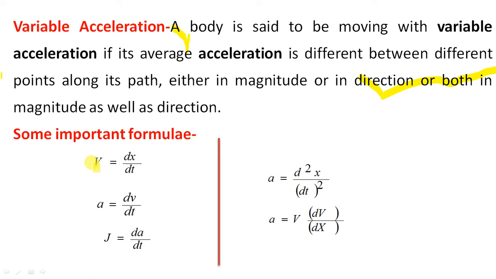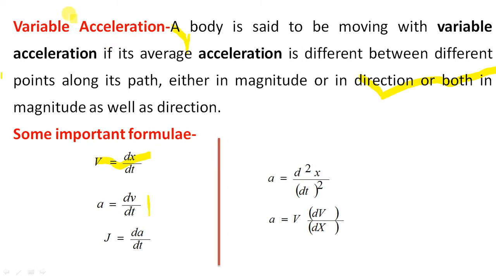Some important formulas are there that you have to remember. What is V? V is nothing but the change in displacement with respect to time, that is dx by dt. What is A? Change in velocity with respect to time, that is dv by dt. Jerk, that is change in acceleration with respect to time, that is dA by dt. And A is also known as d square x upon dt square, that is double derivative of displacement with respect to time. And A is equal to V dv by dx. So these 5 formulas you have to remember while solving the problems of variable acceleration.